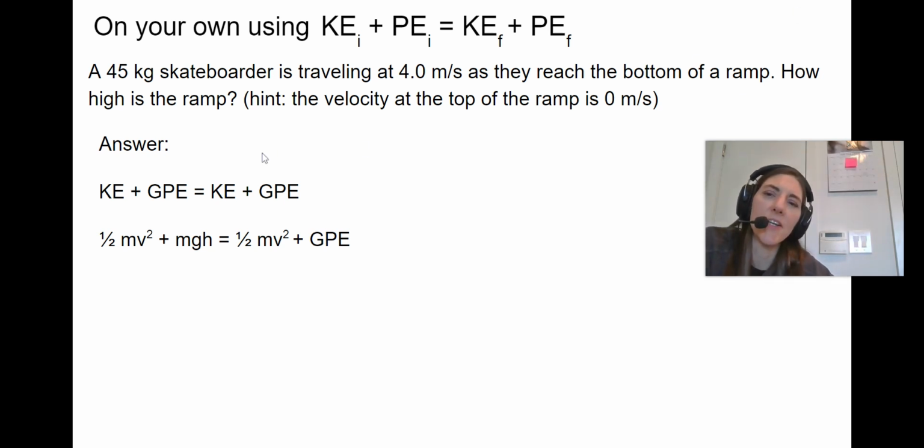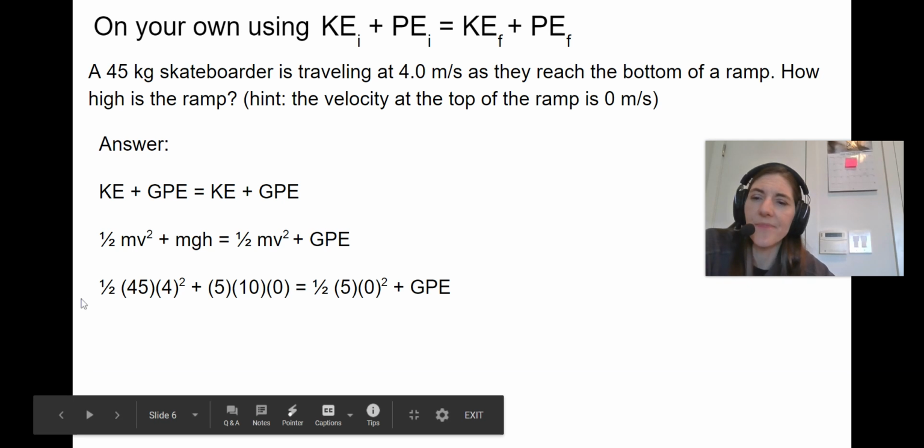Then I want to know at the end how high the ramp is. Well, the velocity when I'm at the top of the ramp is going to be 0. So on the other side of the equation, my kinetic energy is going to be 0 because there's no velocity. And so I'll be able to find all three of those variables: initial kinetic energy, initial gravitational potential energy, final kinetic energy, and then I'll just be able to calculate my gravitational potential energy and then use it to find my height.